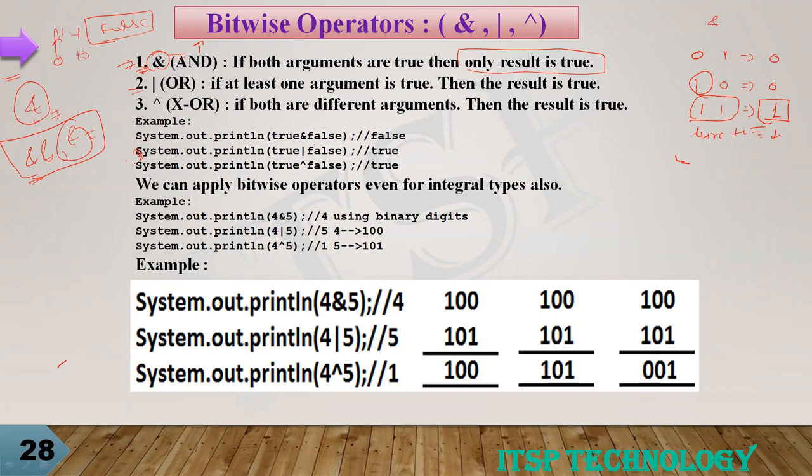Then OR, the opposite of this. In the OR case, if at least one argument is true, then the result is true. Here you can see the OR symbol is this. If any argument is true, then it becomes true. Otherwise, it's false. Like 1 and 0 becomes 1, 0 and 1 becomes 1, 1 and 1 means 1, means true. When both are false, then it becomes false. But in AND, if any one is false, then the output is false. Same example here, you can see.